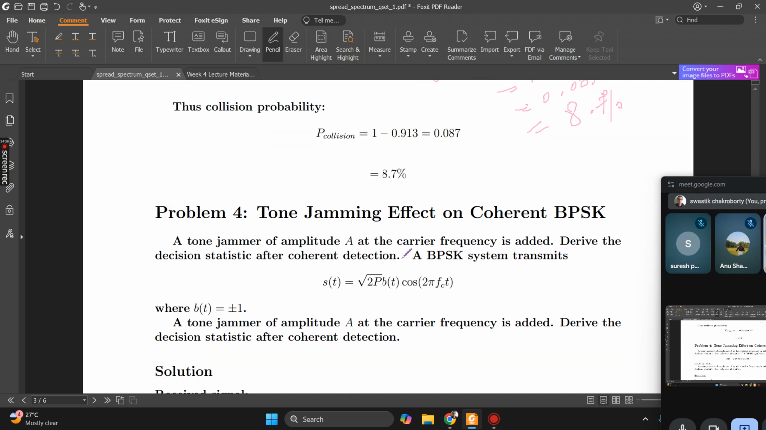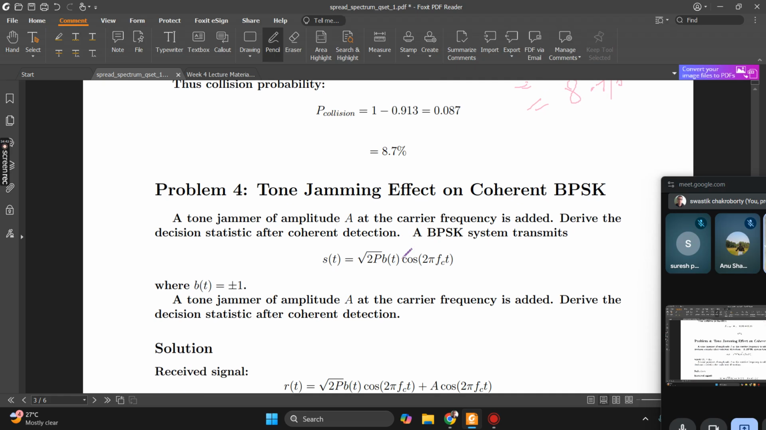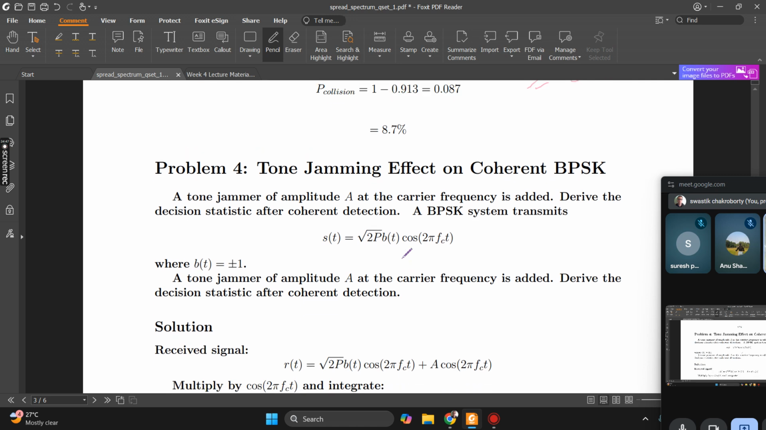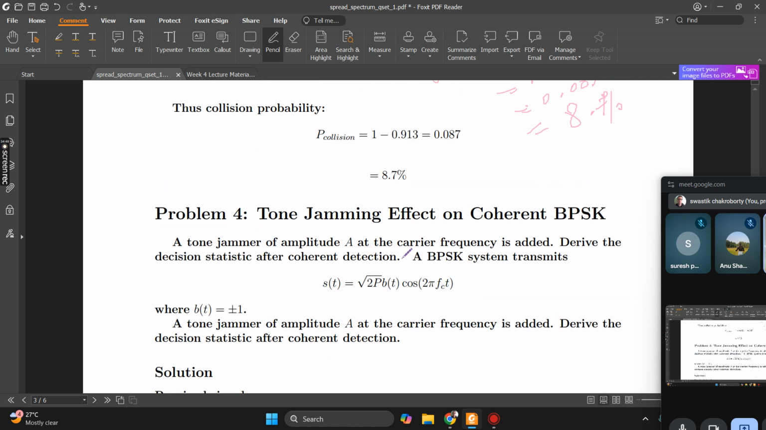Next is tone jamming effect on coherent BPSK. A tone jammer of amplitude A at carrier frequency is added. Derive the decision statistic after coherent detection. A BPSK system transmits this where BT is equal to plus minus 1. So this is your standard BPSK system, right? Now a tone jammer of amplitude A at the carrier frequency is added.